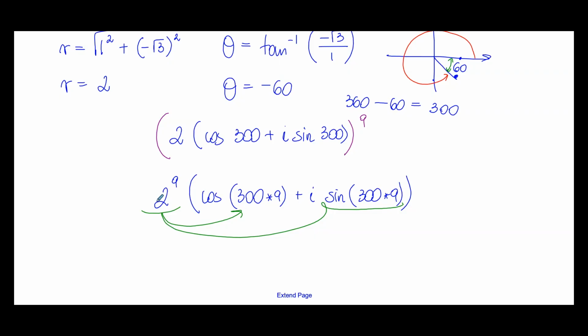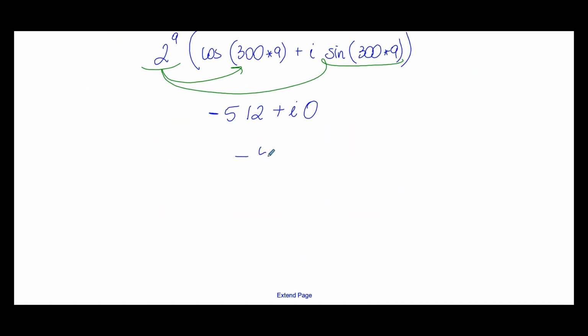When we put that in the calculator, the first part will be 512, plus, and let's not forget i, and then again 2 to the power of 9 multiplied by sin, which is going to give 0. Oh, my apologies, I forgot about the minus, it should be minus 512. So really the final answer is minus 512. That is the answer here.